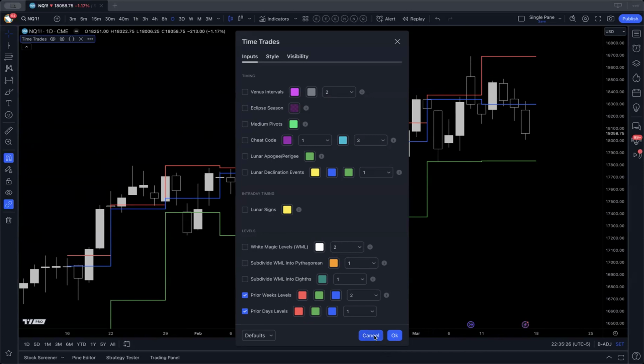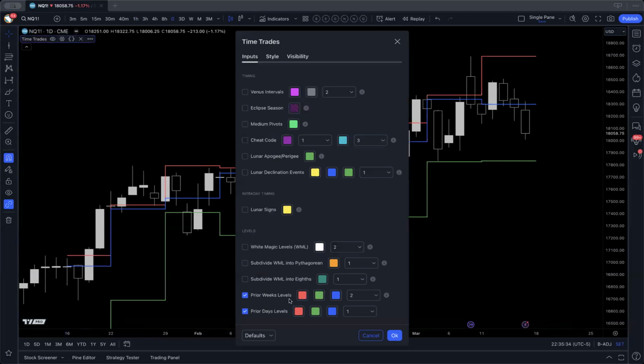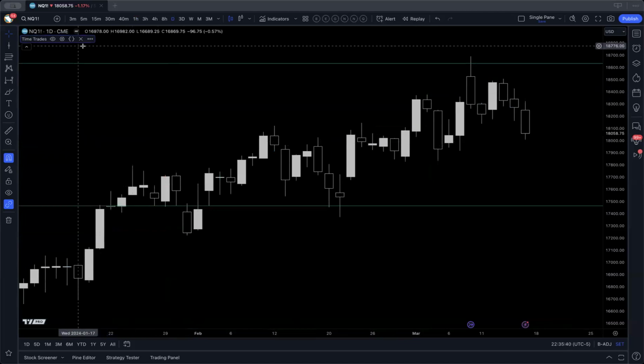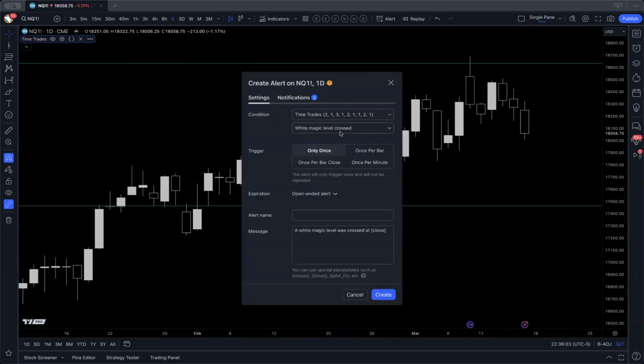Now, actually, there's one more thing I want to show on this, which is a technique to add alerts. All right, so if we go and turn on, let's say, white magic levels and eighths, right? And if you click on the three dots here that say more, you can say add alert on time trades. Now, let's say you look at this and you go, wow, Blair, this is awesome. I want to be alerted when price crosses one of these eighths levels. So you can do that. TradingView will do that for you. You can add an alert on the time trade script. And the condition is set up here, okay?